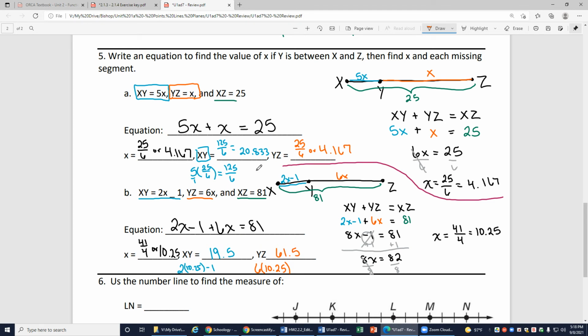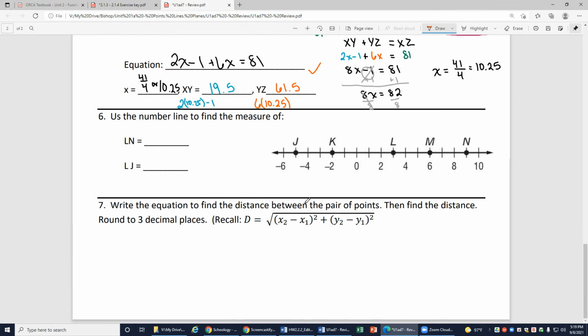Okay, so then if I check, I didn't check up here. If I check 19.5 plus 61.5 should give you 81, and it does. Okay, it should give you that total distance. So my 19.5 and 61.5 together make that whole 81. Okay. All right, whew, that's a mess.